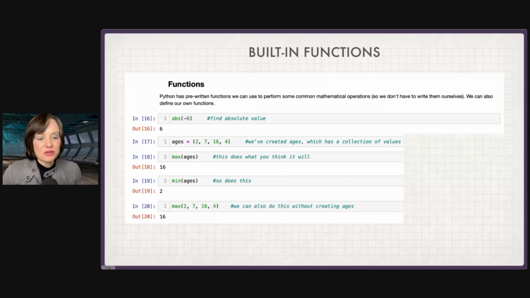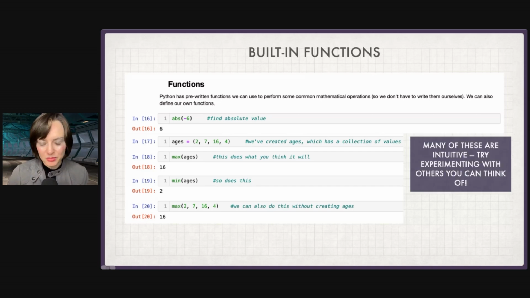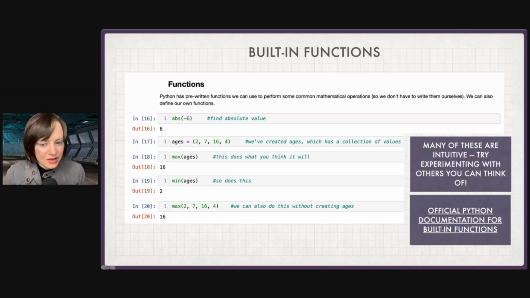You can also do it without creating ages and just put those numbers right there. So we're just putting together little basic pieces. This is going to be the backbone of a lot of what we do. So make sure you're able to do this in your sleep. Try experimenting with others you can think of. Abs, min, max seem pretty straightforward. Are there others? I'll post a link for this in the video notes, but Python has official documentation on all the built-in functions that there are.